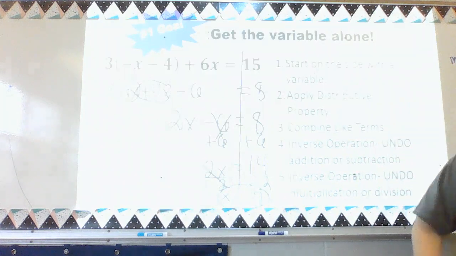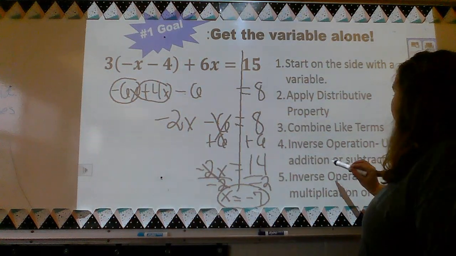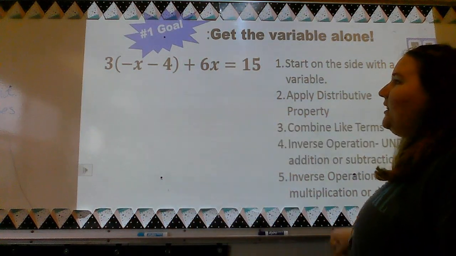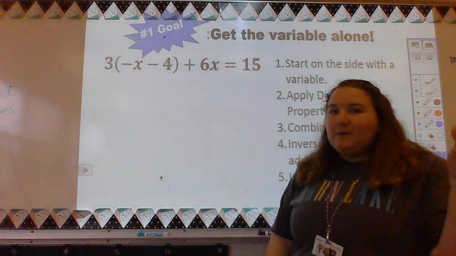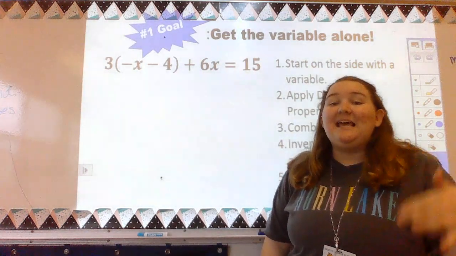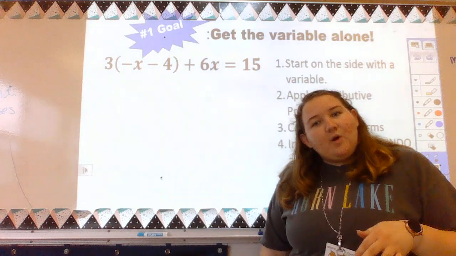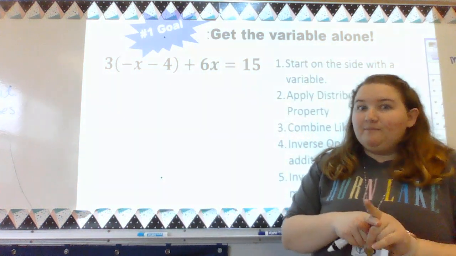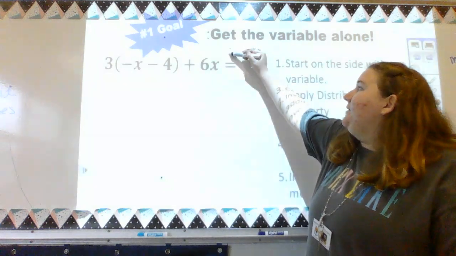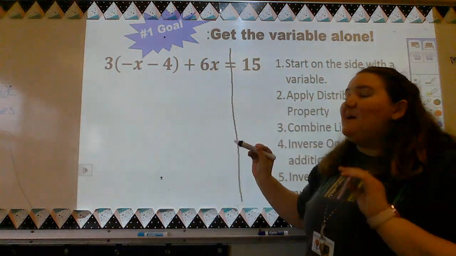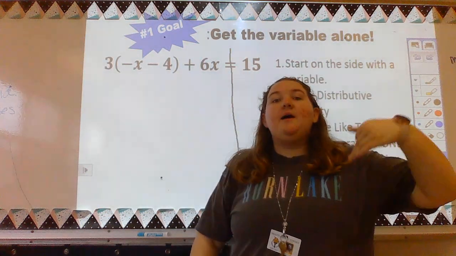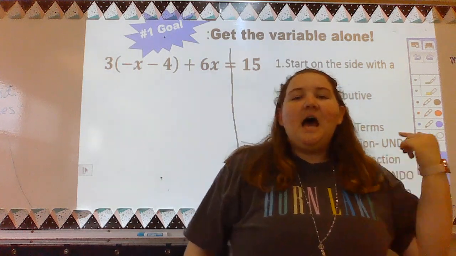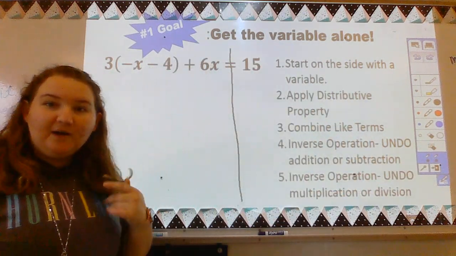Okay, we have one last example problem. Now, this is probably the trickiest one I've given you all day, okay? And I say that because there are negative signs in here, okay? So pay attention to what you're doing when you do it, okay? So draw a line, separating my variables from my other side, okay? Next, apply distributive property.